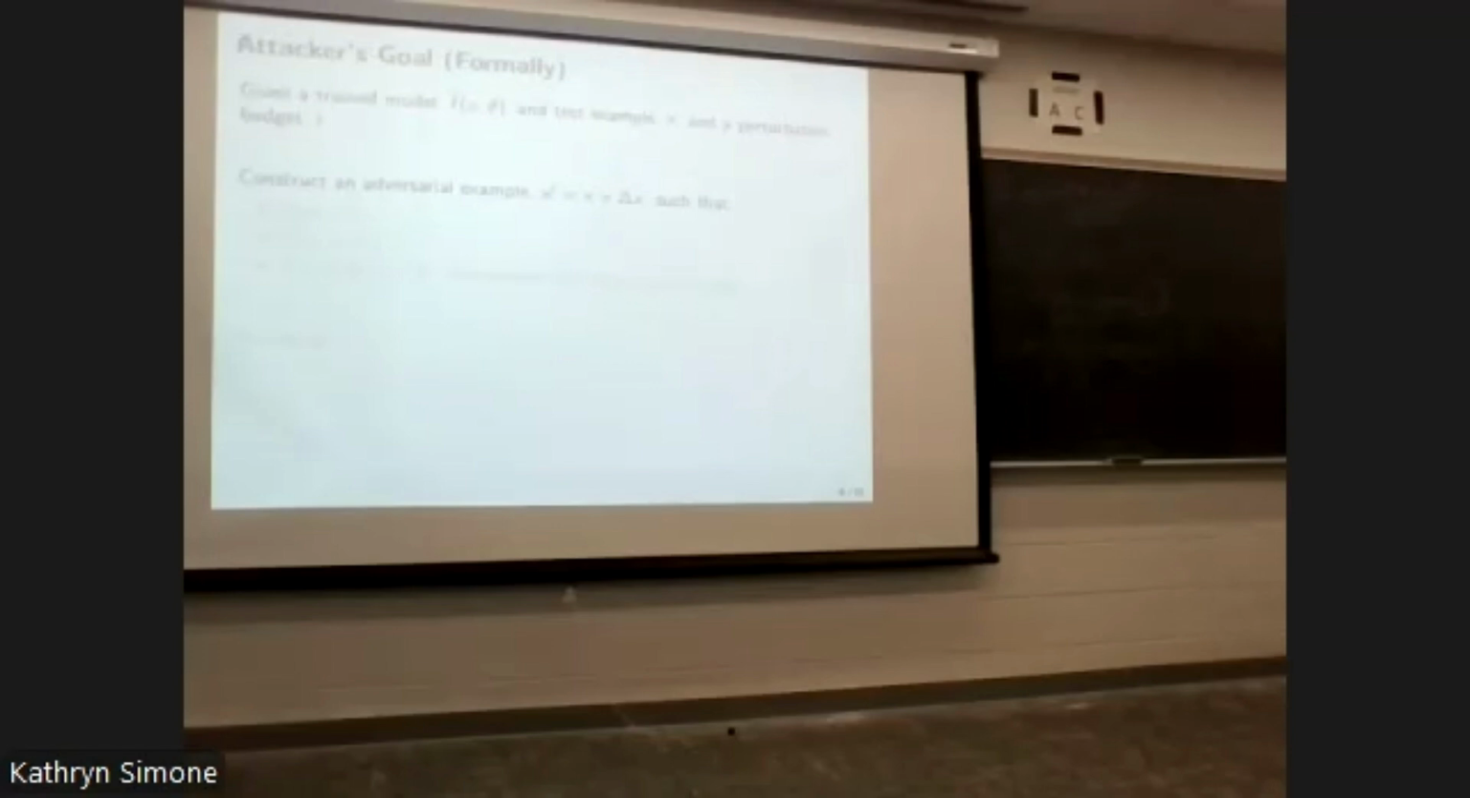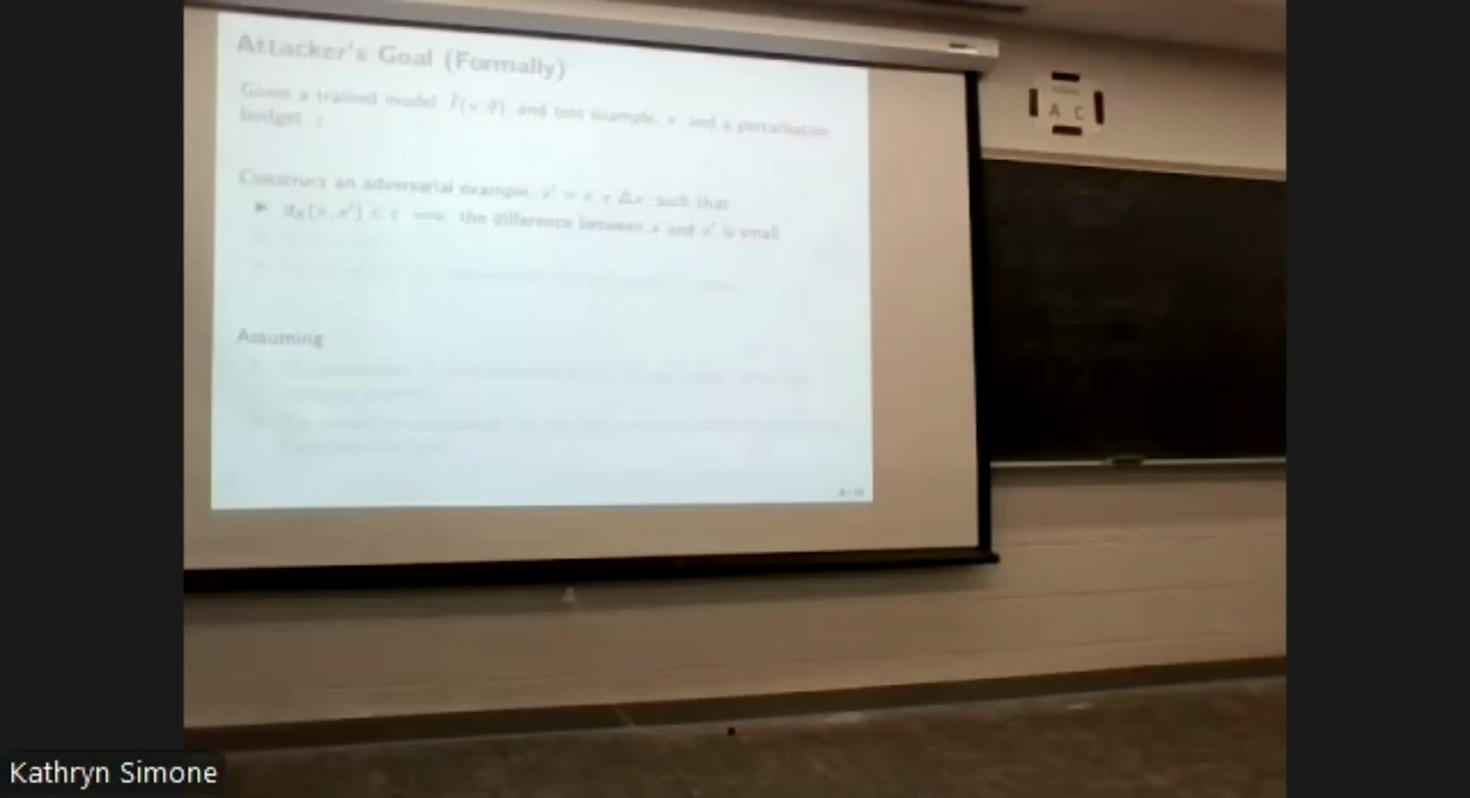So again, more formally, we have the training model, we have the perturbation budget. We're going to construct an adversarial example x prime, x plus delta x. And we want it such that the distance between x and delta x is less than epsilon, which is to say that the difference between them is small. Now, can anybody point out what's fraught, perhaps, about saying that the difference between them is small?